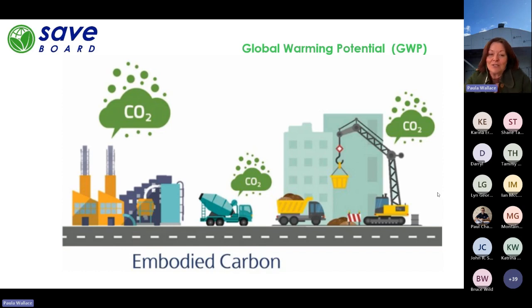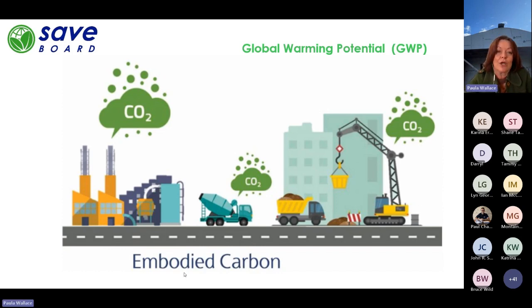It is a standardized way to measure the greenhouse gas emissions associated with the full life cycle of a product. So the full life cycle includes the extraction of raw materials, manufacture, distribution, installation and deconstruction, or what happens at end of life for the product. Global warming potential is also often referred to as embodied carbon.